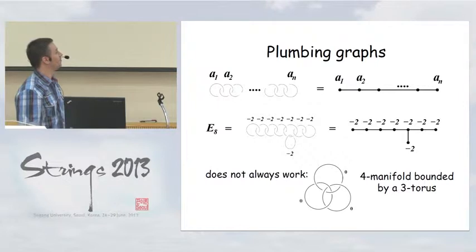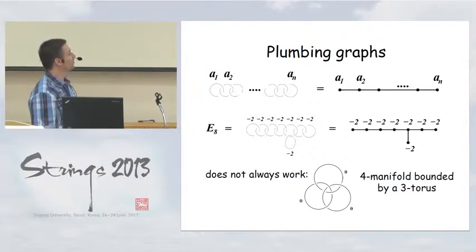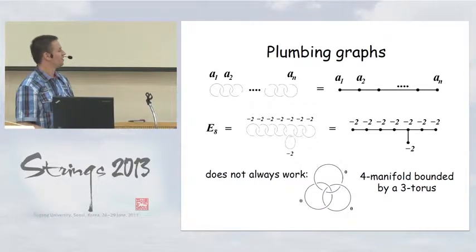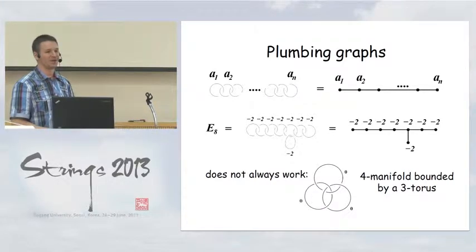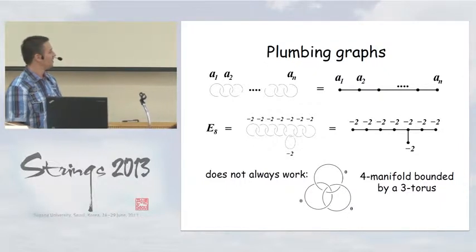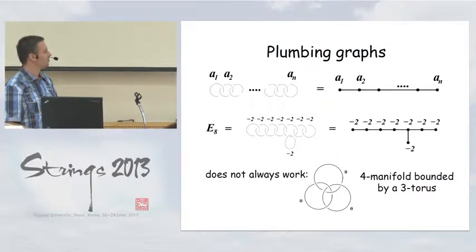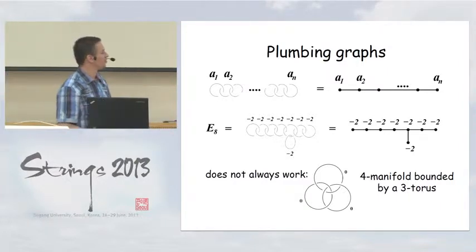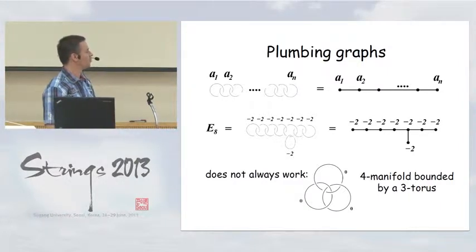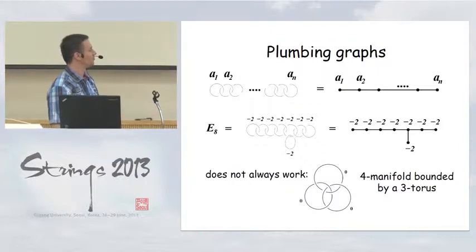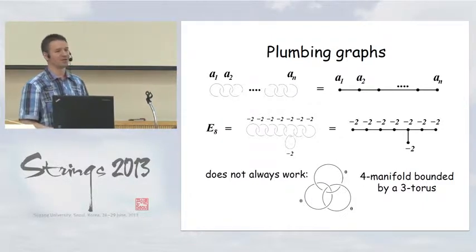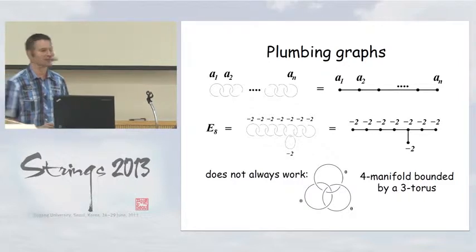This machinery of associating plumbing graphs to Kirby diagrams does not always work. So here is a cute example. You have three unknots which form a link called the Borromean link, and the linking number between each pair of unknots is actually equal to 0. So if you were to associate a plumbing graph to this Kirby diagram, you would have 3 nodes, 3 vertices, each carrying label 0, because I chose to label it by 0, and they wouldn't be connected by any edges because there is no linking. They are not linked, each individually.